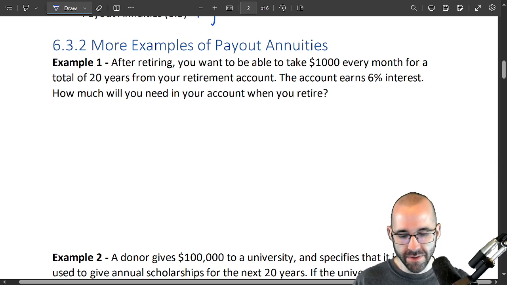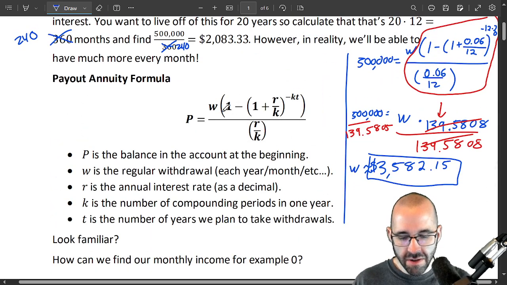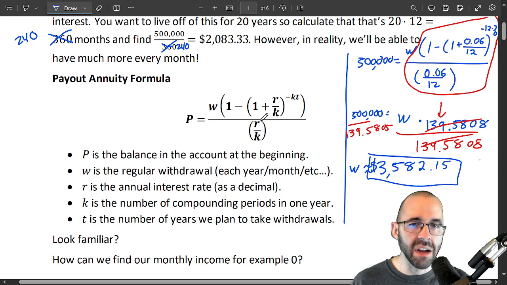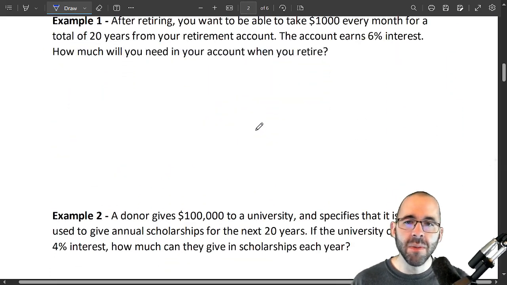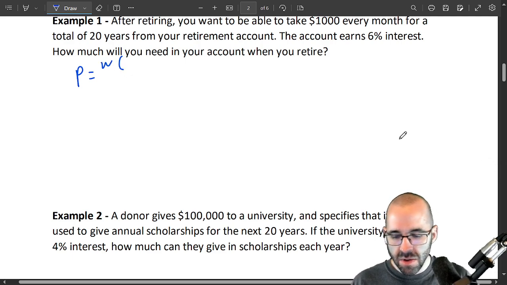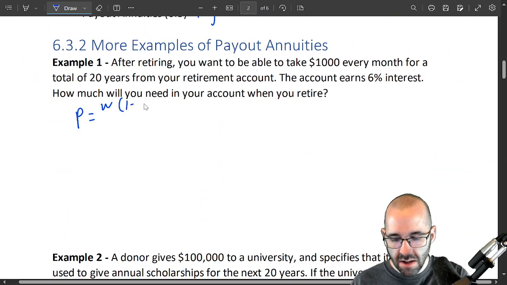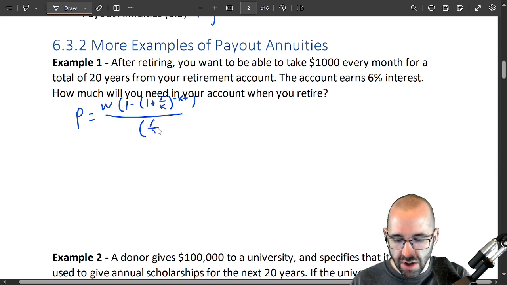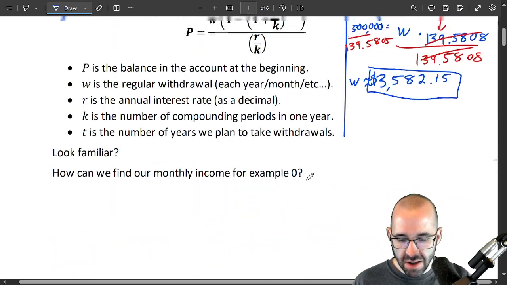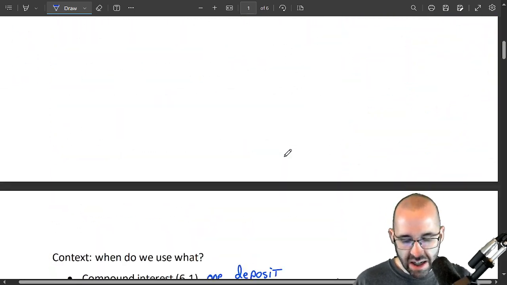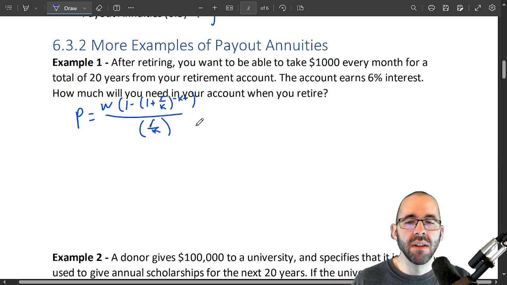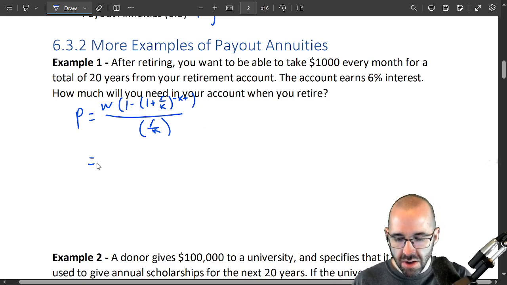So remember our equation. Oh, it's a messy equation. Let's just write the whole thing down again. Whenever you use a messy formula, it's usually best to just write it all down. P equals W times 1 minus 1 plus r over k to the negative kt, all over r over k. Once we write it down, we just make sure that we copied it correctly. We get the parentheses in the right place. Everything looks pretty good. And now that we have it here, it's going to be much easier to use.